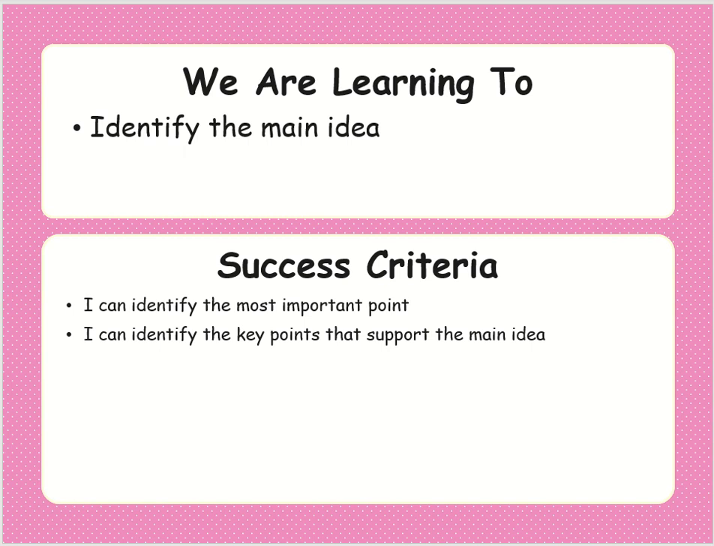Okay, so one thing that will help us with that is by using our criteria. To find the main idea, the one thing that we need to do is find out what is the most important point of that piece of text. Then you are going to pull out what are the details or what are the key points that are trying to support the main idea. So we're going to be practicing that this week.